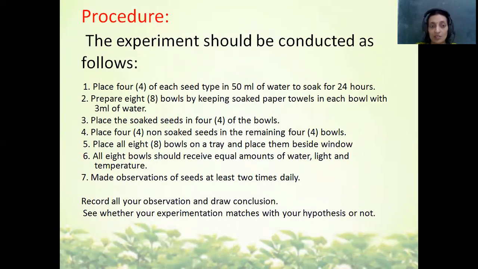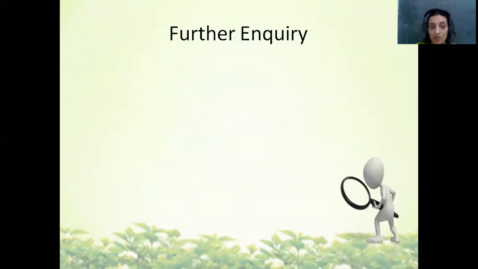For this experiment, you place 4 of each type of seed in water and soak them for 24 hours. Then prepare 8 bowls in which you keep 4 different types of seeds. 4 seeds must be soaked in water and 4 must be dry seeds. Cover all those seeds inside a wet paper towel or cloth. You have to observe at least 2 times daily for 2 days. Then you will record your observations and draw conclusions about your activity.